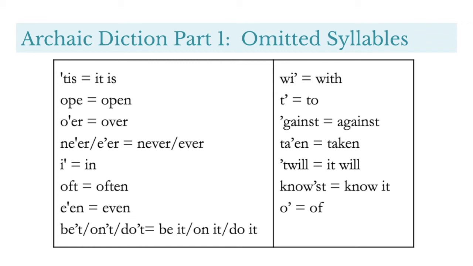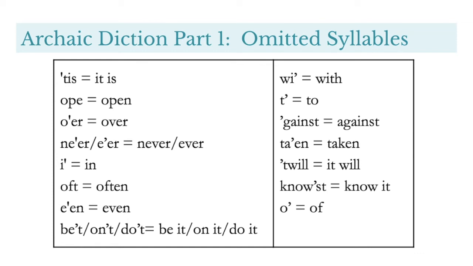In, which is already only 1 syllable, he shortens to i' apostrophe because he then attaches that to the next word, and so he basically gets rid of the syllable used in the word in altogether. Often, even are the same way. They get shortened to 1 syllable, oft, e'en. Be it, on it, do it, often get shortened to be't, on't, do't. And with becomes wi'. Again, it gets attached just like in.